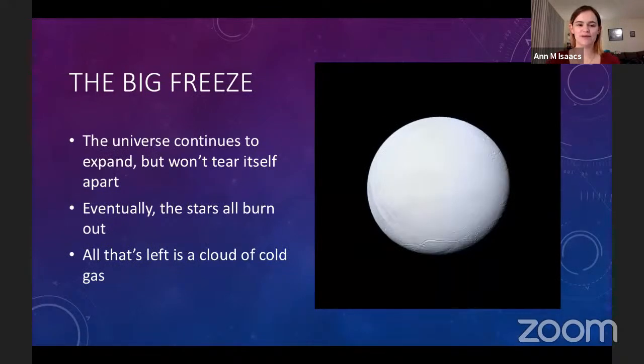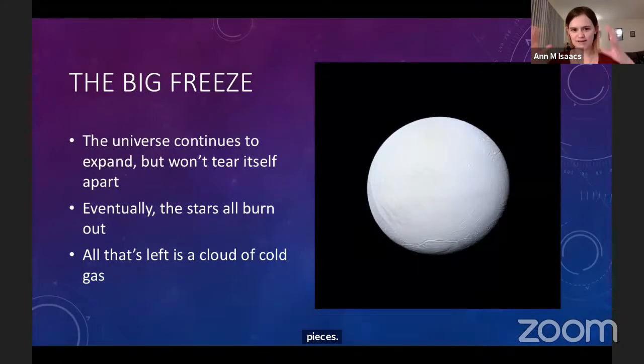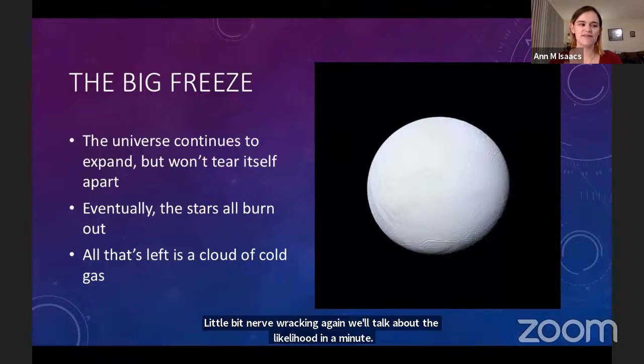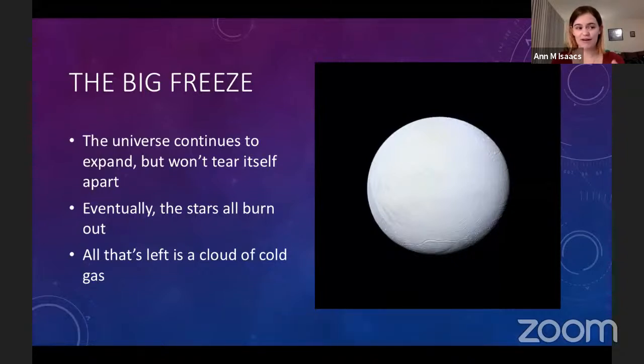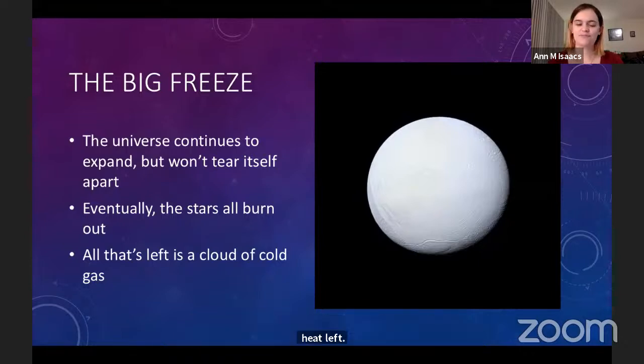And then finally, the Big Freeze. So this is what people refer to as the heat death of the universe. The heat death of the universe doesn't mean that the universe dies in a very hot, energetic way. It just means that there's no more heat left. Basically, the universe continues to expand, but it won't tear itself apart. It'll just kind of keep expanding and getting bigger, and things will grow more and more distant, and eventually all the stars will burn out, and all that's left is a cloud of cold gas floating around forever.